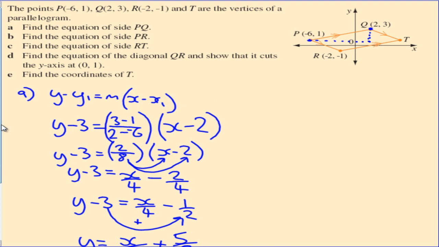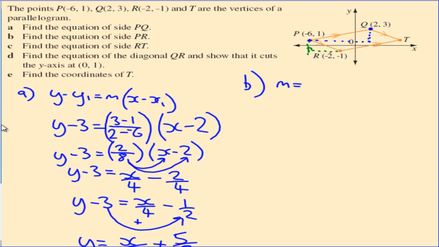Now B and C are again the same kind of question. You would solve them in the exact same way. What I'm going to do is work through them rather quickly and not do the full steps like I just did. So with part B, I'm going to need my gradient. Now I'm going from P to R, so I'm going along that little box there.